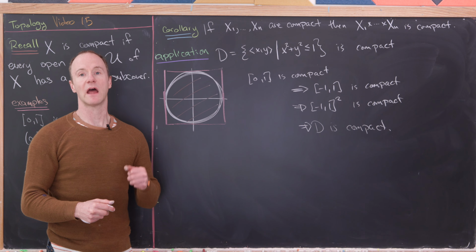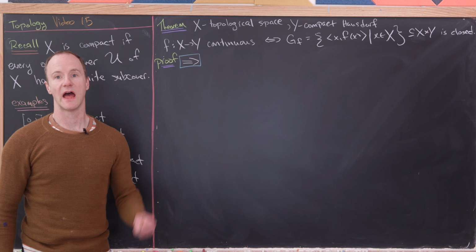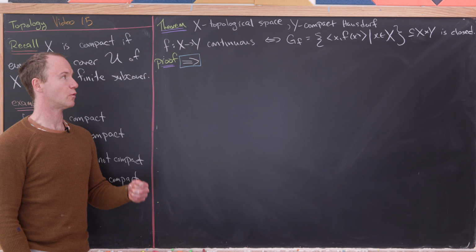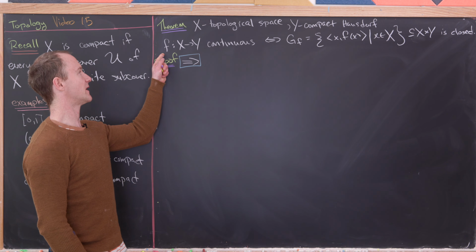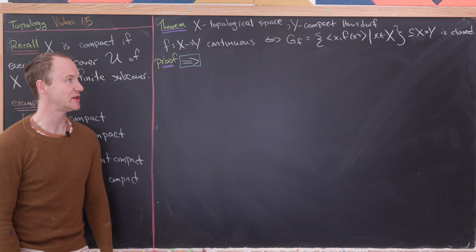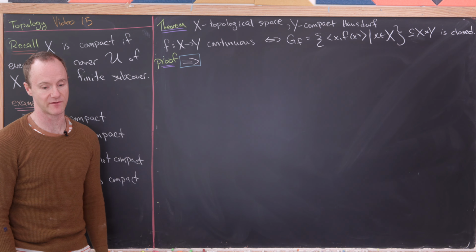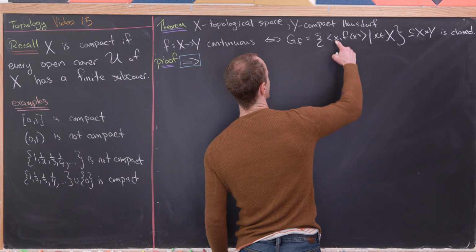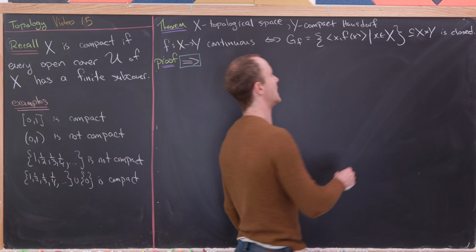Okay, cool. Now I want to finish this video with a bit of a homework problem type result. And that result says that if we've got a topological space X, and Y is a compact Hausdorff space, then F, a function from X to Y, is continuous if and only if the graph of F is a closed subset of X cross Y. Now, what's the graph of F?